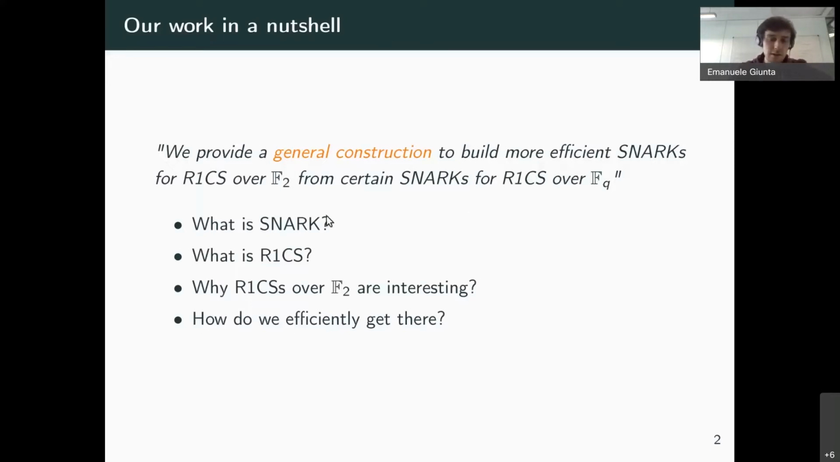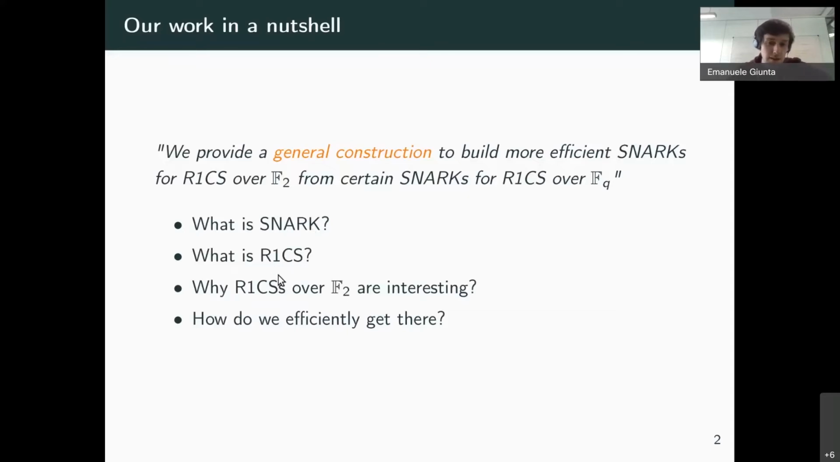So I'm going to tell you what a SNARK is. That is essentially a primitive introduced recently in cryptography, and in the last years there has been a lot of interest around these objects. What is an R1CS? That is essentially a more mathematical object, so that's also where the coding theory comes in.